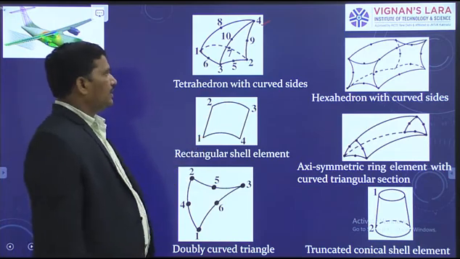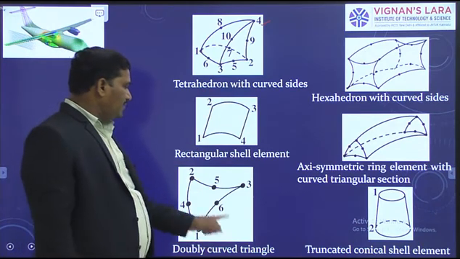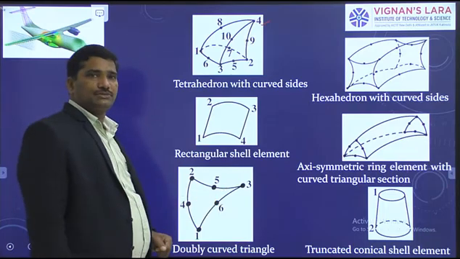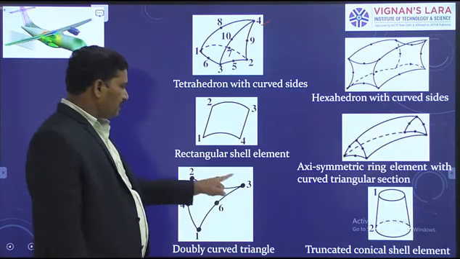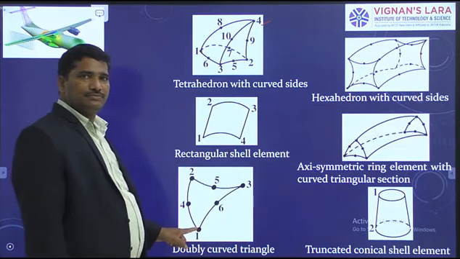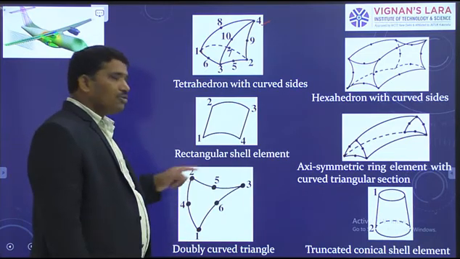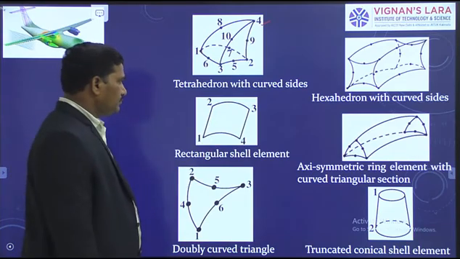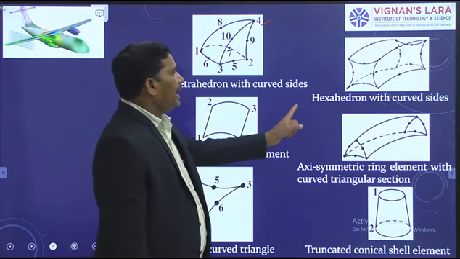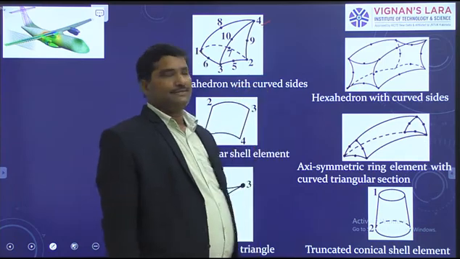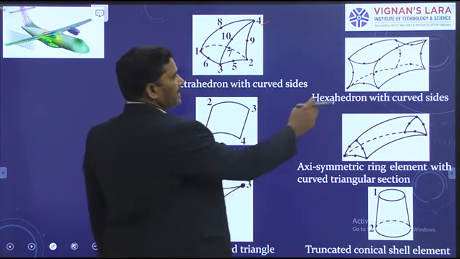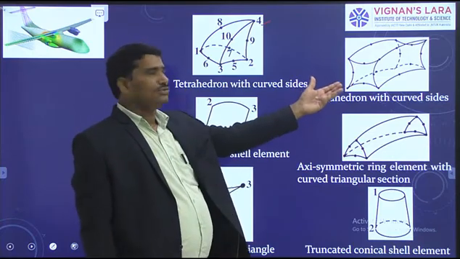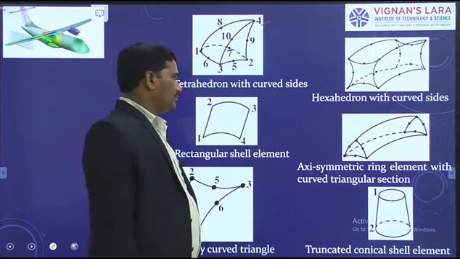Next, doubly curved triangle. It has how many nodes? 6 nodes. 3 nodes at the element corners and 3 more nodes at the mid sections of the sides. Next, hexahedron with curved sides. Hexahedron with curved sides. This we can use to model 3-dimensional domains.